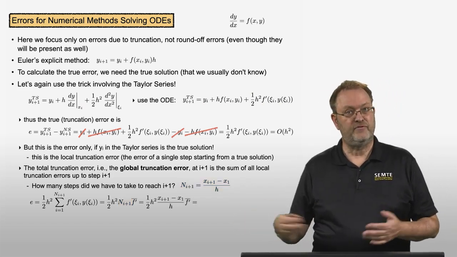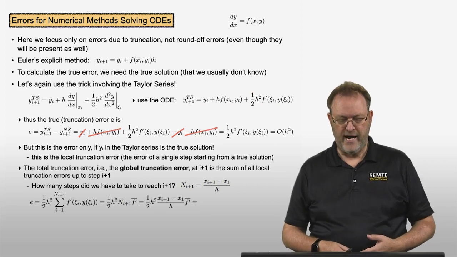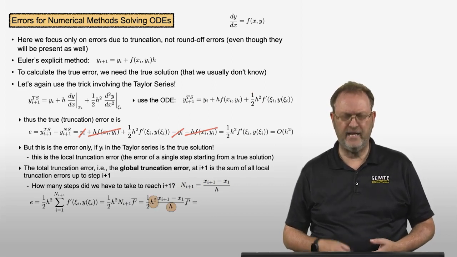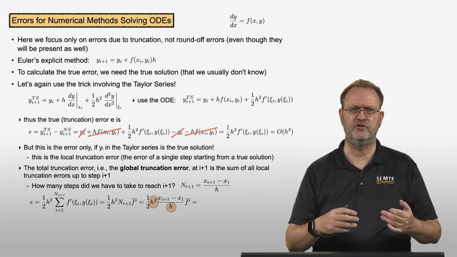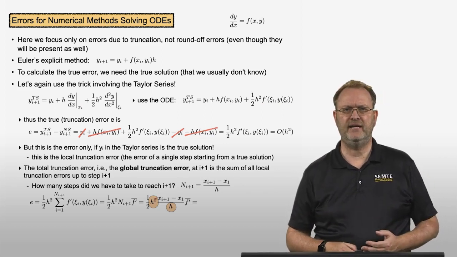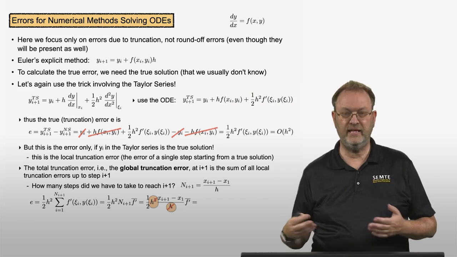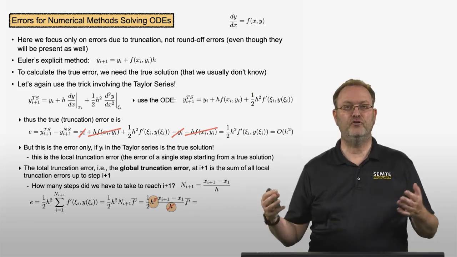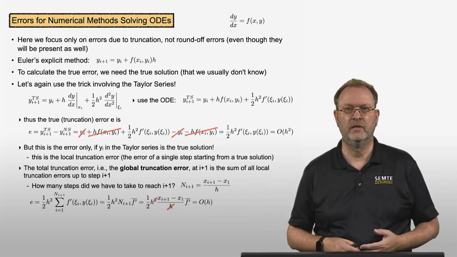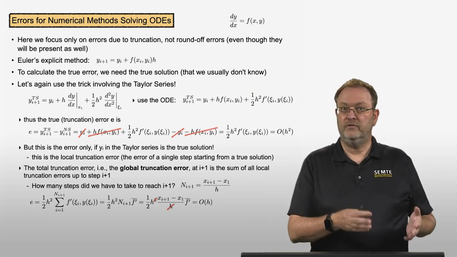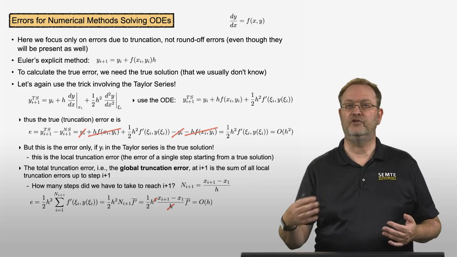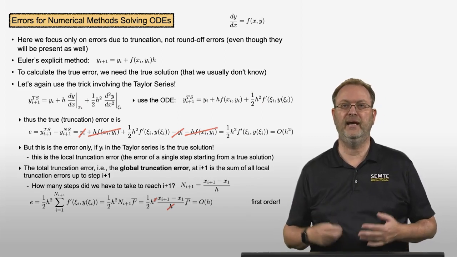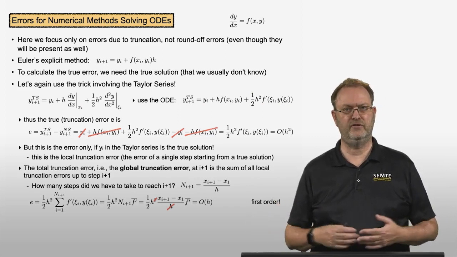Times this average value of f prime. Now what do I have? Well, I have an h squared that I now have to divide by h, which means that this term leaves me with h to the power 1. So the error, the global truncation error, is actually proportional to h, and therefore this would be a first order method globally.